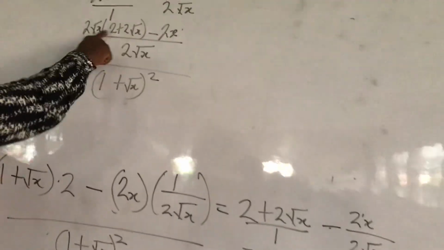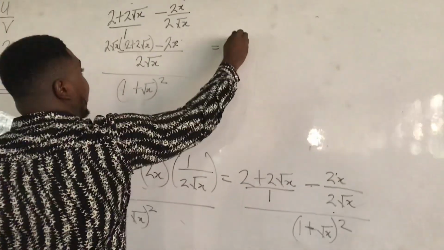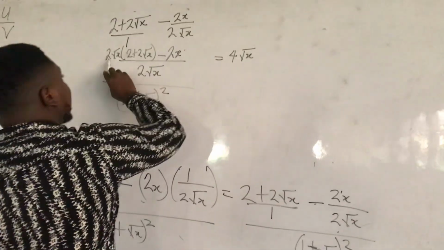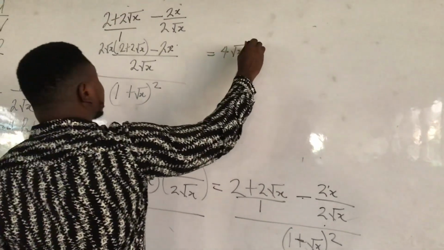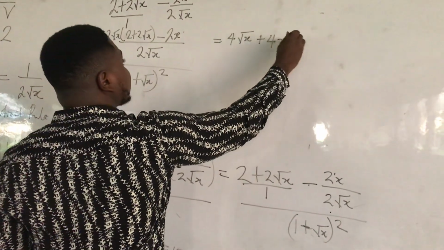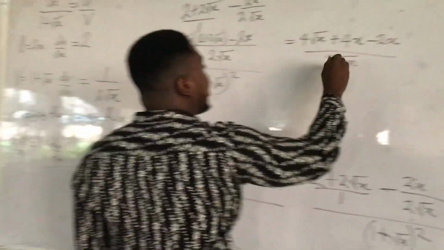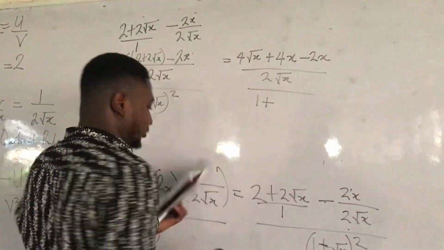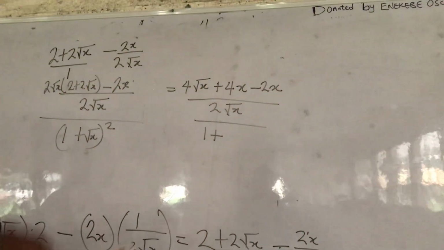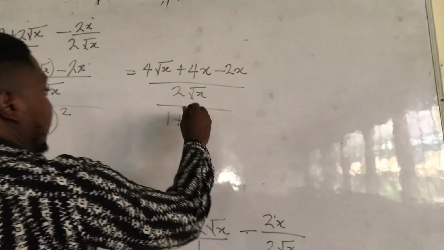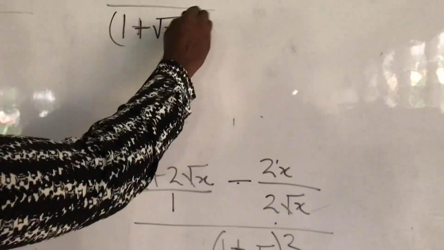let's use 2 root x to open this bracket. 2 root x times 2 will give you 4 root x. 2 root x times 2 root x. 2 times 2 is 4. Root x times root x is x. 4x. 4 root x plus 4x minus 2x all over 2 root x, all over 1 plus root x all square. My marker is draining.